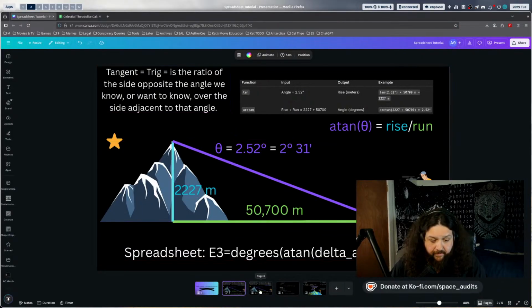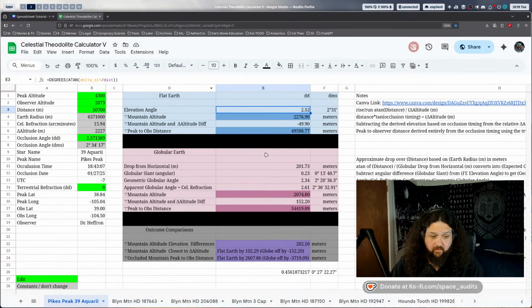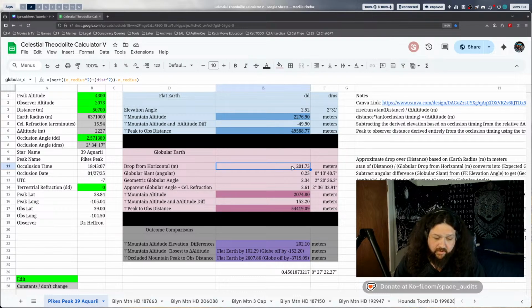Now, when we get into how we predict for the globe, there's a couple of different ways you can do it. I'll go over the way that it's described in the spreadsheet, and then Shane and I will go over the actual Heffron method here and how it differs. So what the modern globularist does to derive their distance and drop is make a separate triangle based off of deriving what the drop would be in meters over that distance.